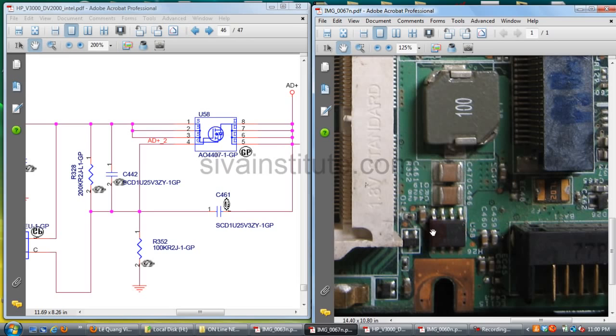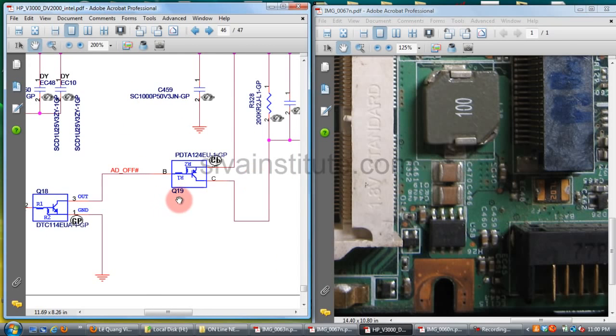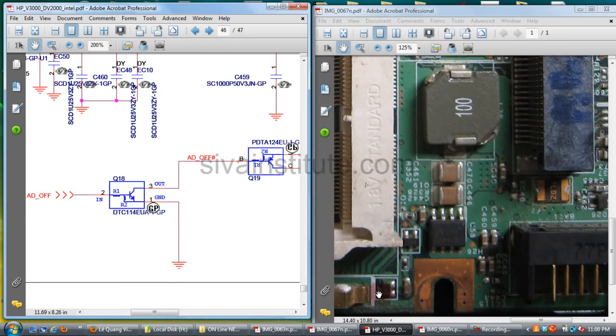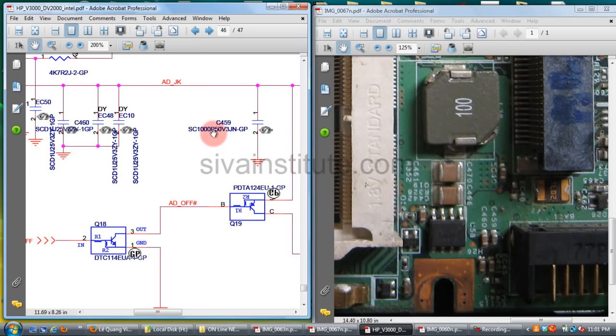This is U58. This is Q19. This is Q18. See here, Q19, and this is Q18. C460, C459. If the DC jack is short, you should check these capacitors.